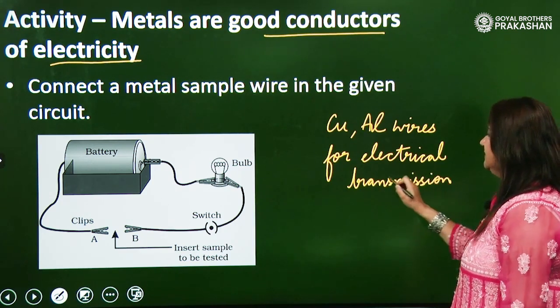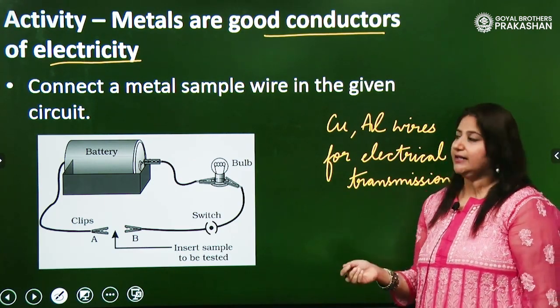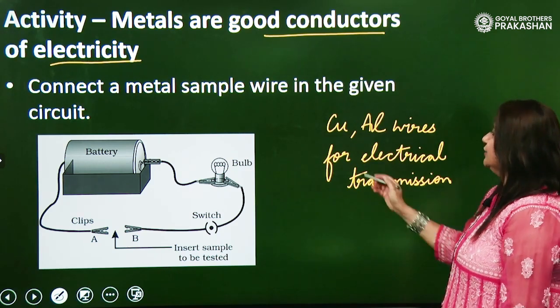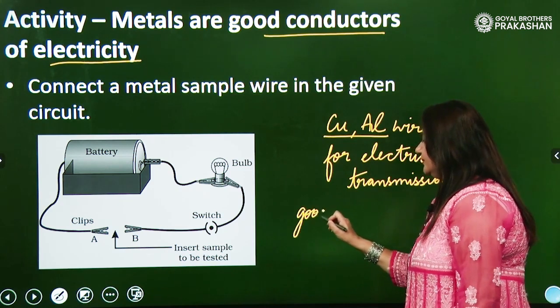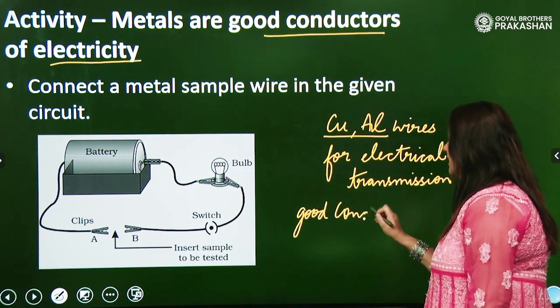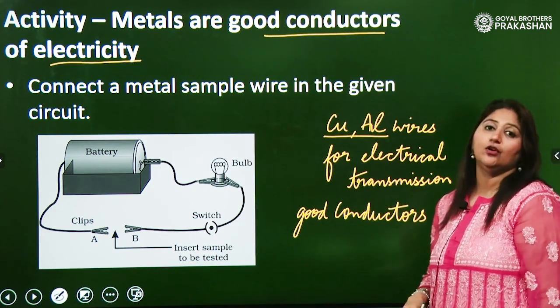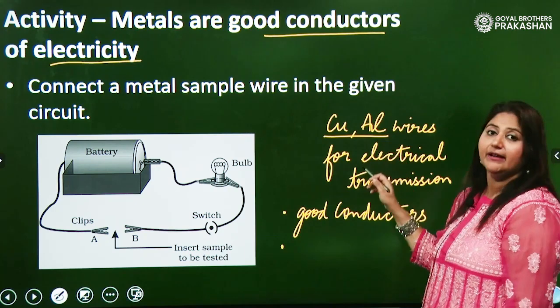Electrical transmission means the substances must be good conductors. Definitely all the metals are very good conductors of electricity. So, copper and aluminum wires are good conductors, right? They can easily pass current or electricity through them. So, that's why we call them good conductors. Not only that, they are making wire, right?